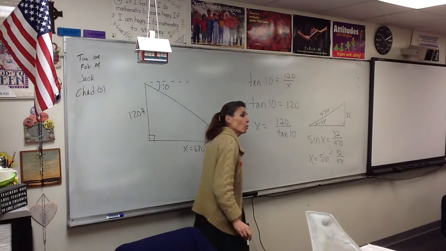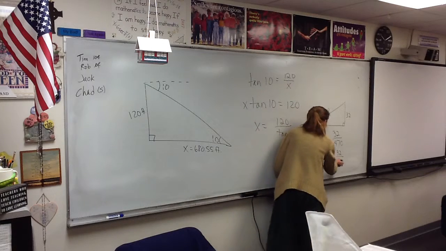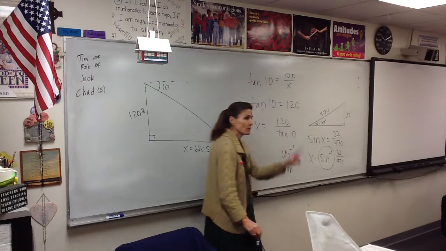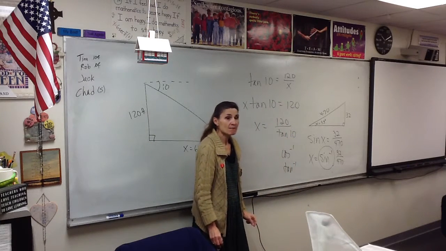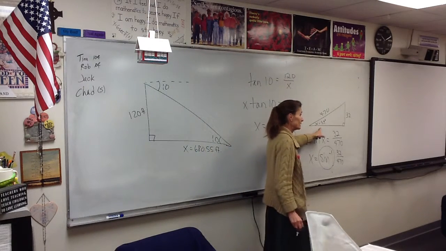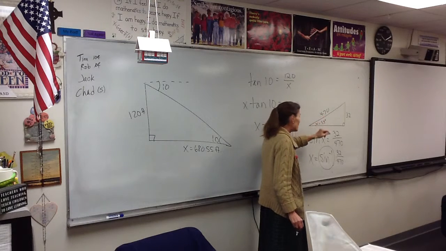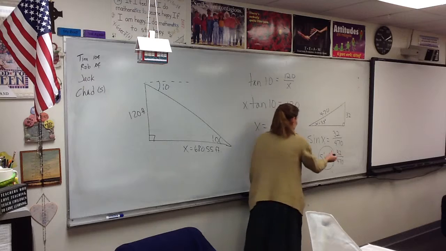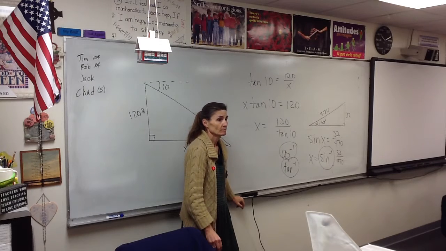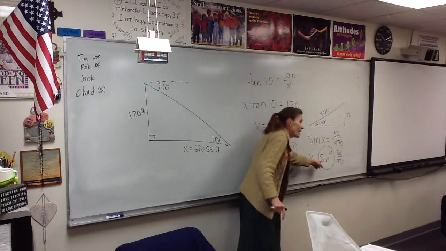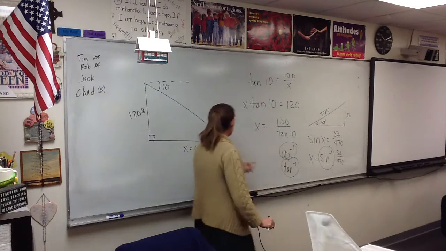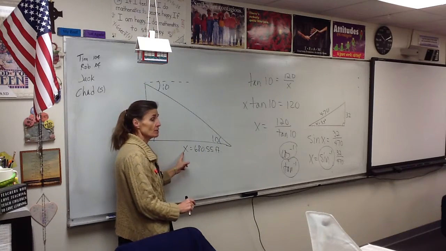There is only one time you use this button, or this button, or this button, and it's if you need to find the angle. If it's the angle that's missing, you're going to use that button to find it. That's how you find an angle. You never, ever, ever use these buttons unless the variable is the angle. If the variable is something else, you don't use those buttons.